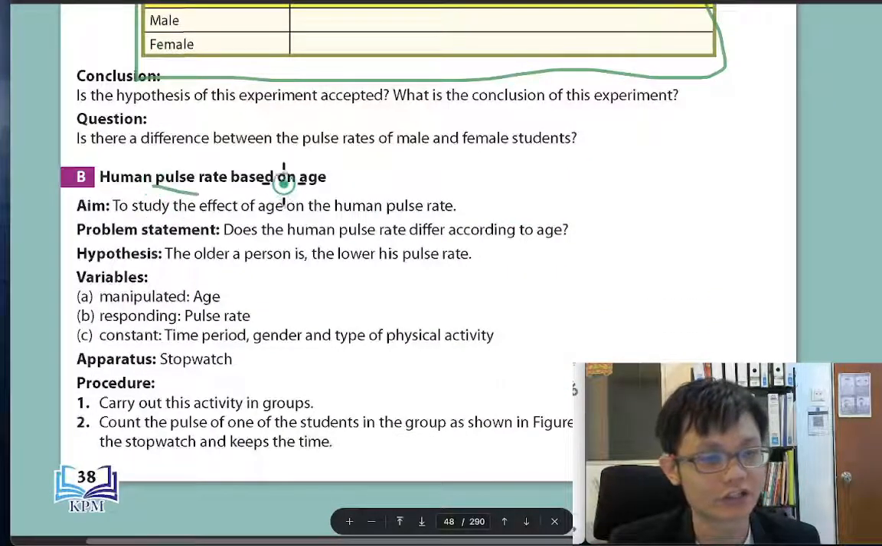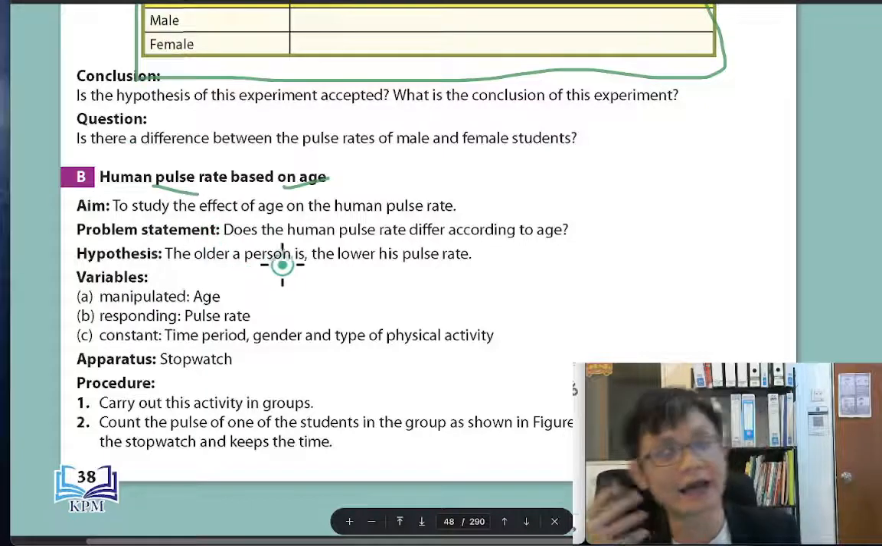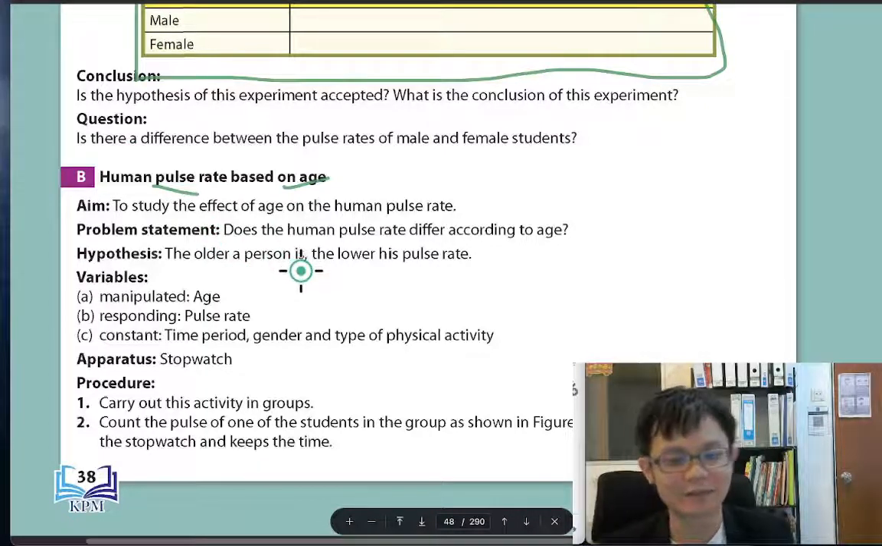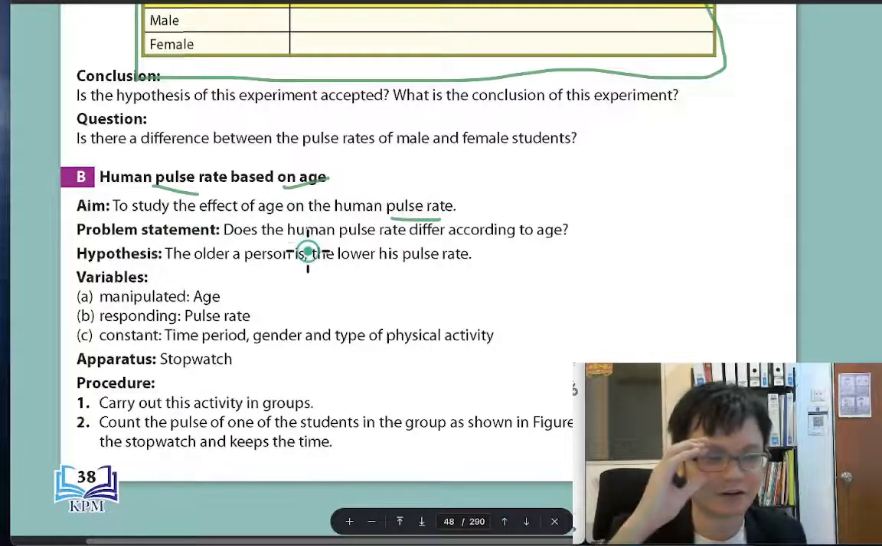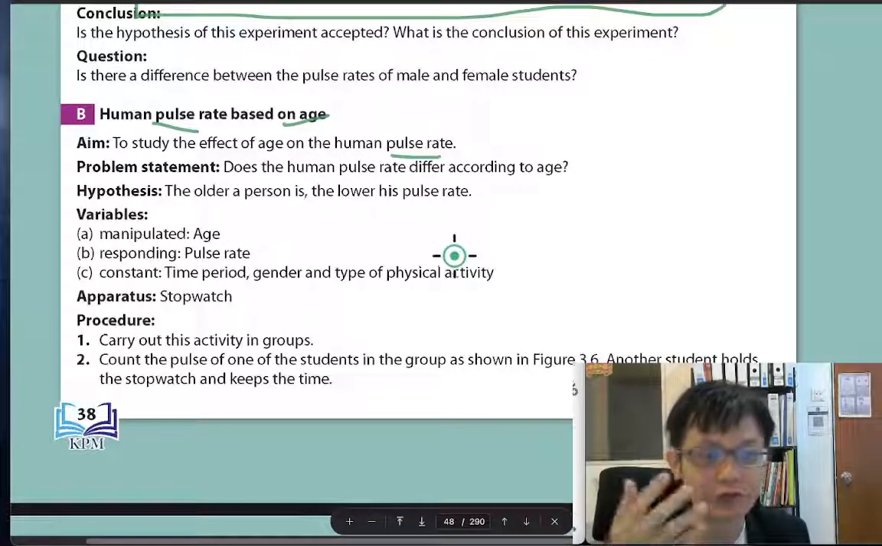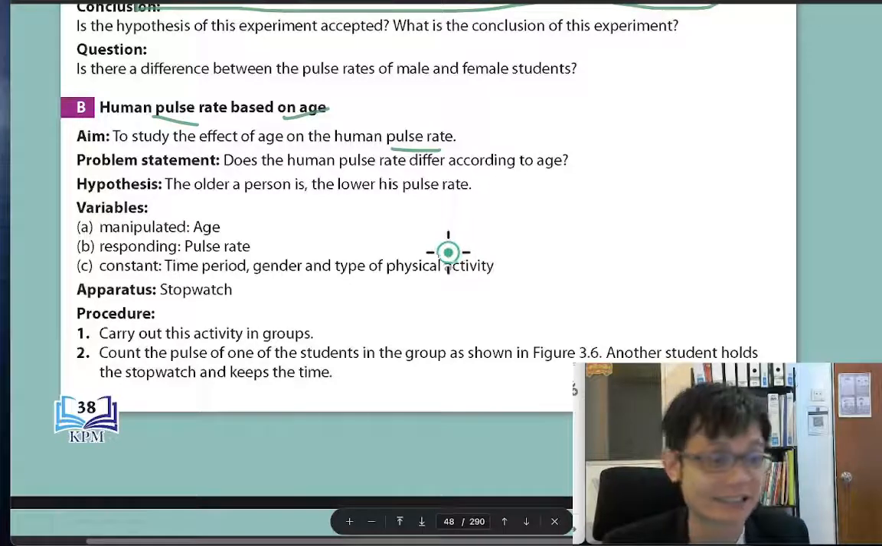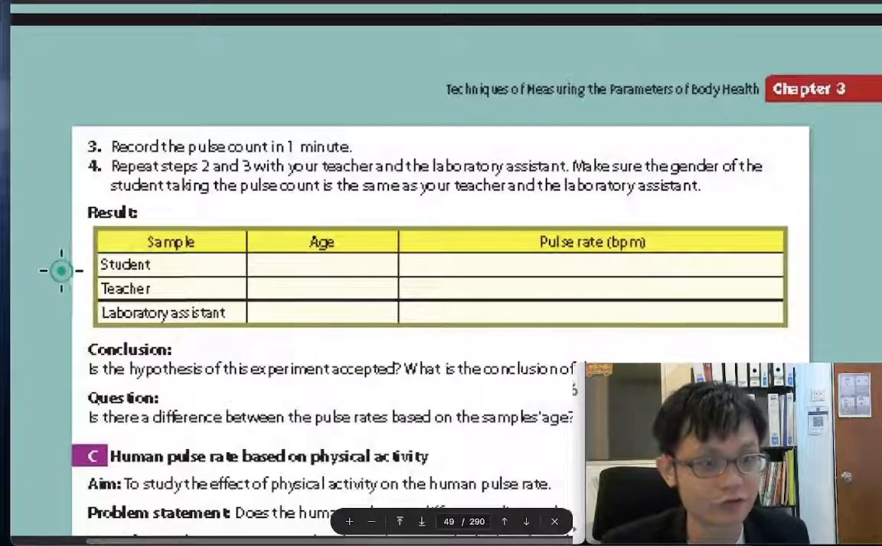Pulse rate based on age. As you grow older, probably your pulse rate will reduce. So like me, I don't want to say my age, but my pulse rate is very low. Then you know my age already, it's low because I'm old. But for you, just now we saw the range is 60 to 90. That is healthy.